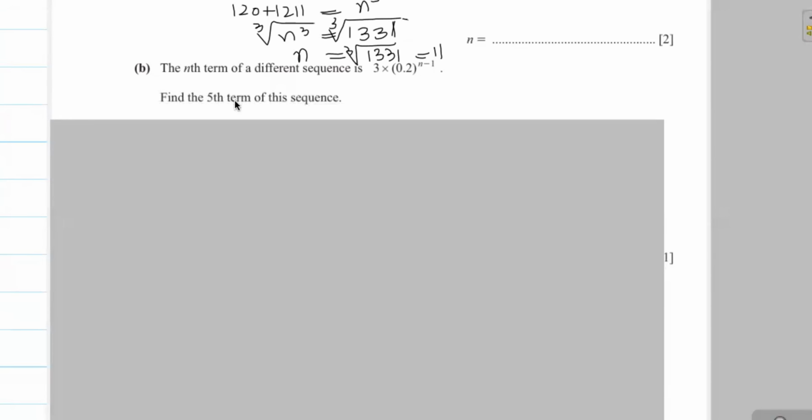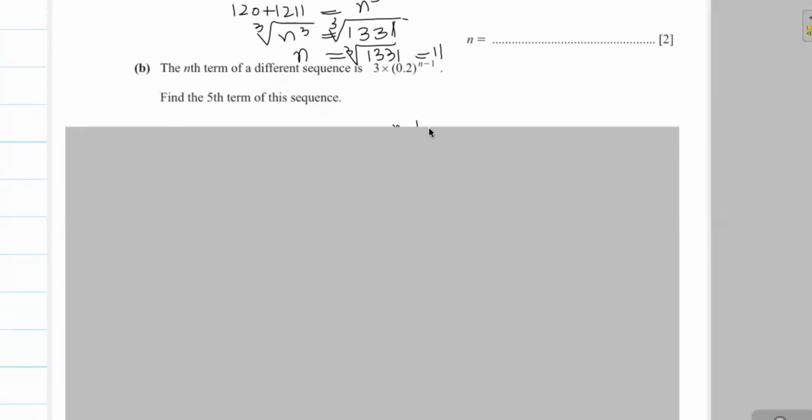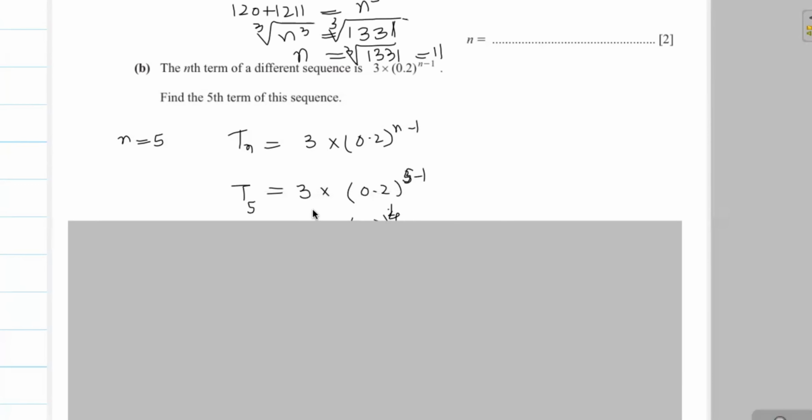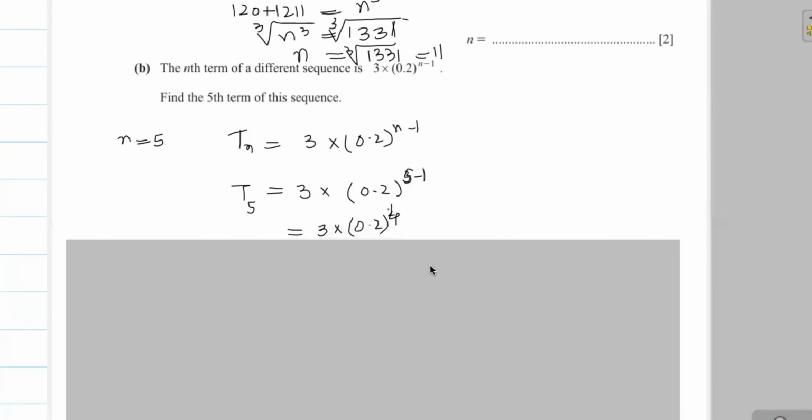Find the fifth term of this sequence. The nth term is equal to 3 multiplied by 0.2 to the power n minus 1. Therefore, for the fifth term, n equals 5. We write t5 equals 3 into 0.2 to the power 5 minus 1. This value becomes 3 multiplied by 0.2 to the power 4.